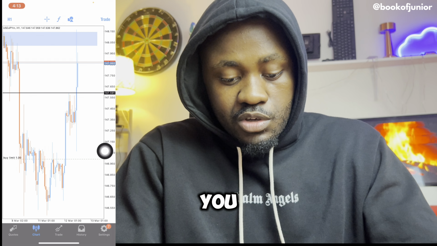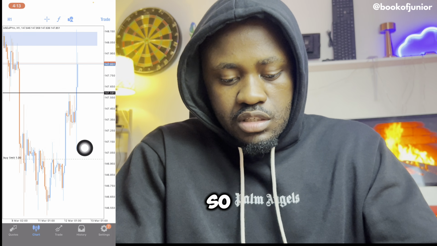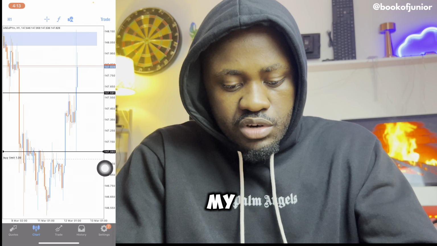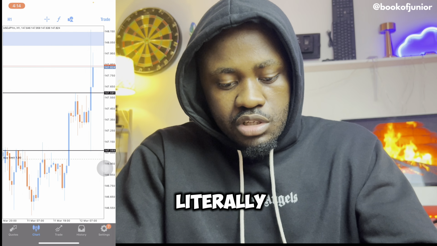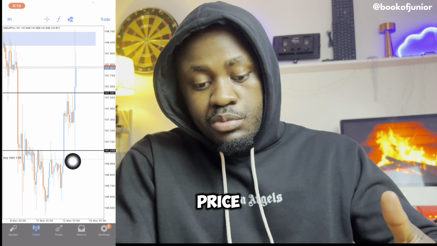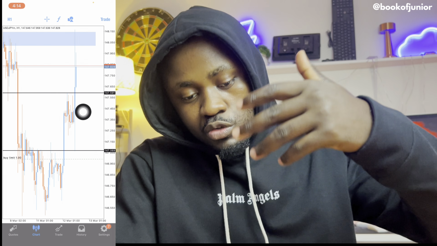Obviously, you can see it came back into our fair value gap. So if I had taken my entry exactly at this part right here, which is my resistance line right there, you can see literally I would be in profits right now, guys. But again, I'm happy that my analysis was right. I expected the price to come back into the fair value gap and then bounce off and go to the upper side, you can see.